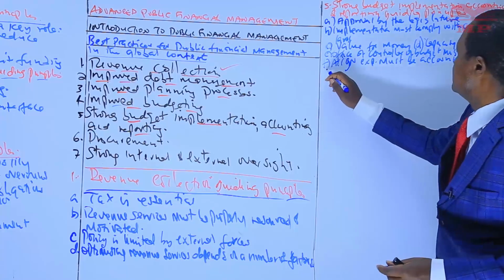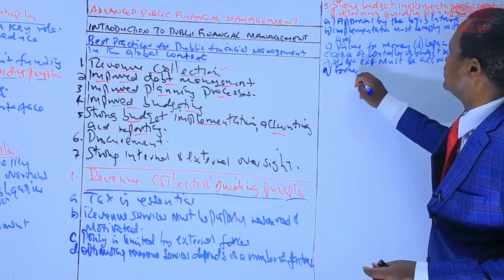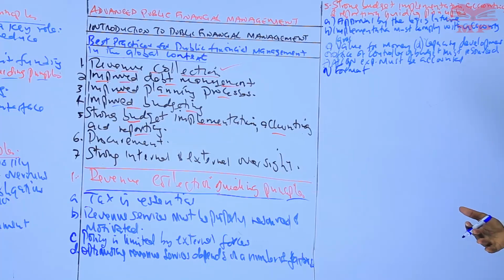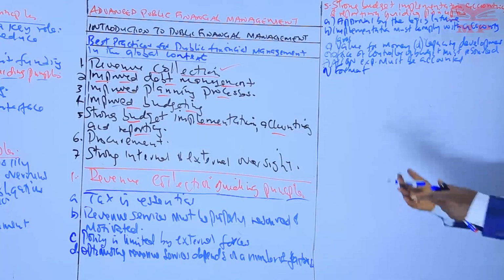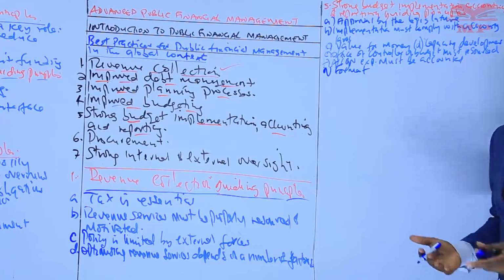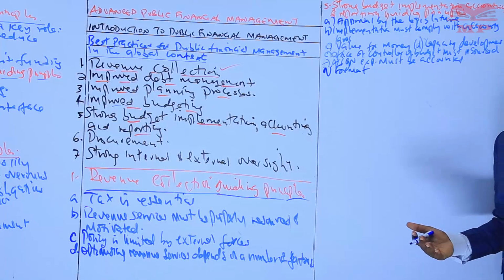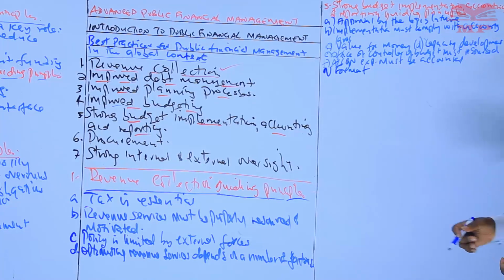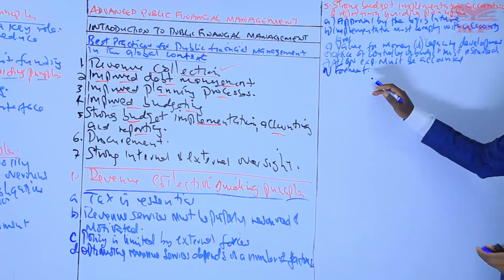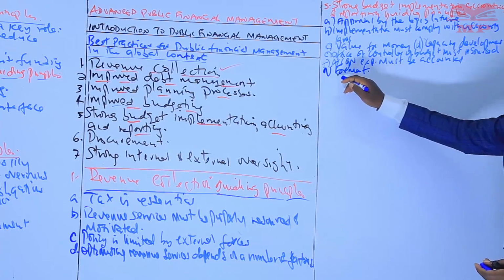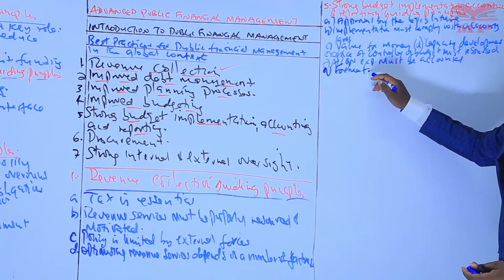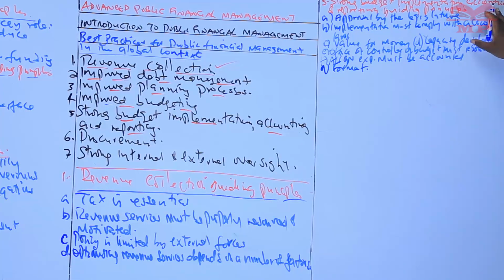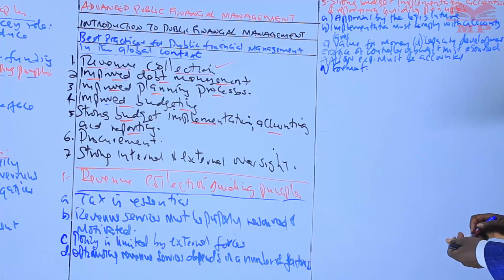Then there is a point on the format, which I've already talked about. The format should be clear. There ought to be clear rules regarding the format, the frequency, and also the timing of financial and operational reporting. The format of the report has to be clear. So these are the strong budget implementation, accounting and reporting guiding principles.